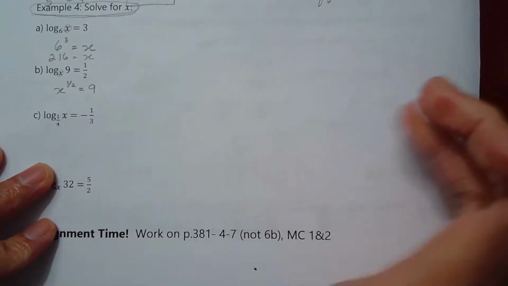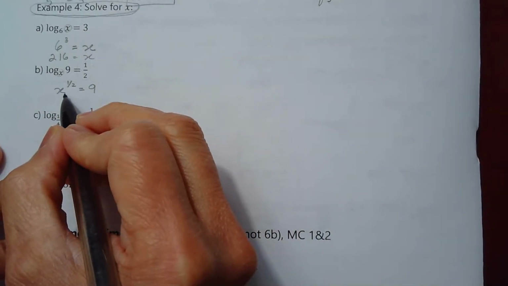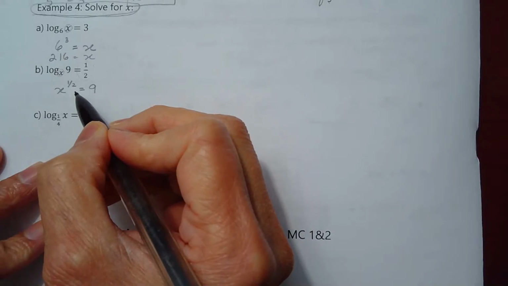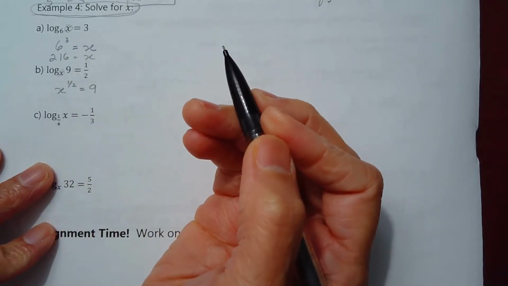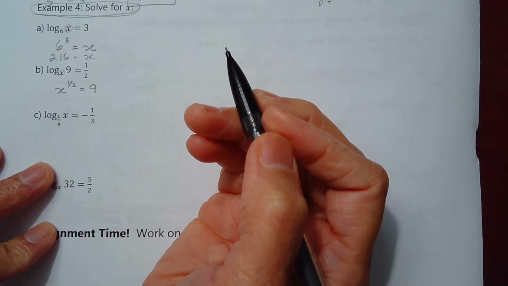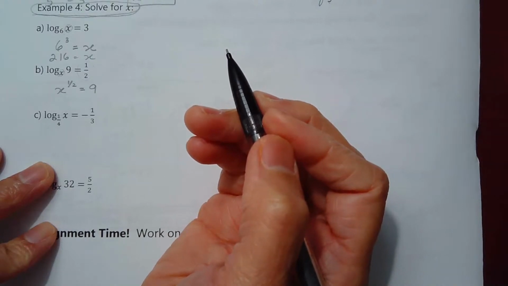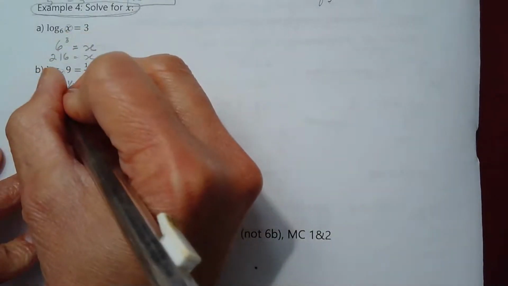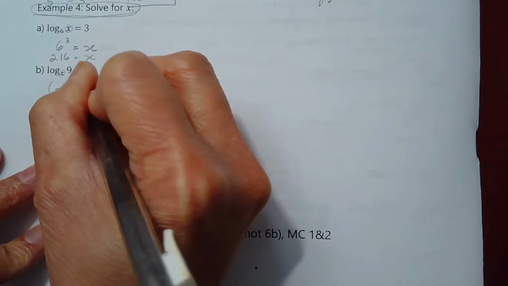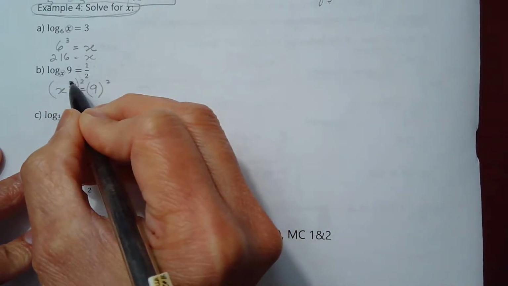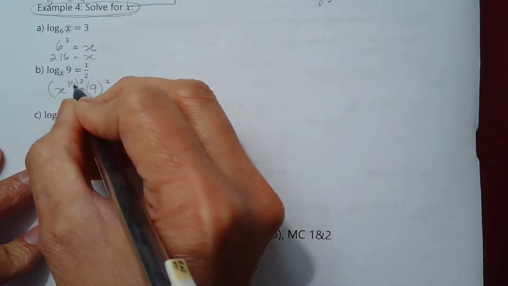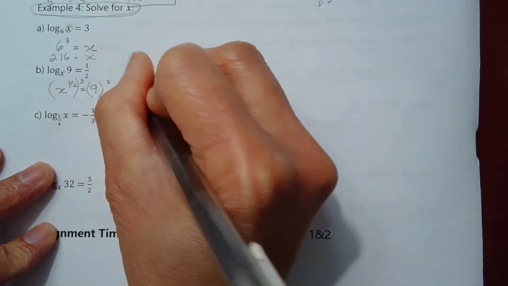So x to the 1/2 is equal to 9. Okay, so how can we solve for x in here? Well, all we can do is to get rid of the 1/2 in the exponent. To get rid of the 1/2 in the exponent, we could square both sides. So 1/2 times 2, that's going to give us 1. Let's go this way.